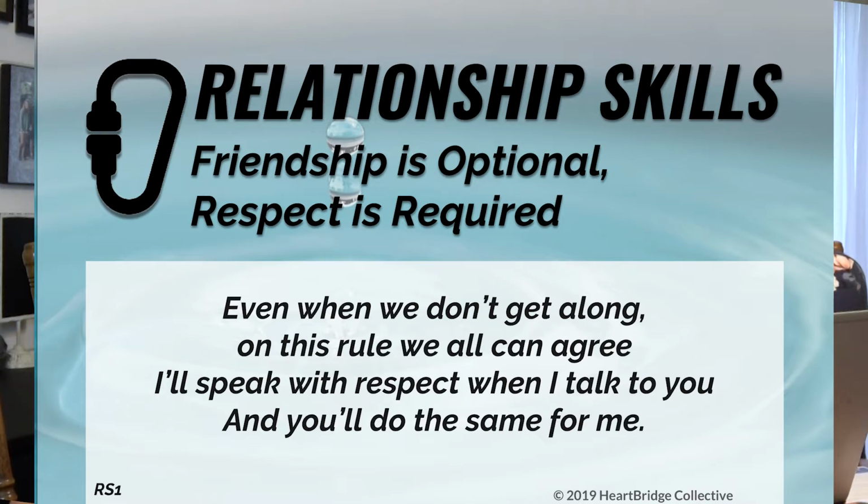I'll speak with respect when I talk to you, and you'll do the same for me. In this safe space of this classroom, these are the ground rules that we've all agreed to. And that can carry over on the playground, on the bus, and at home. And it may look different in each of those places, but the bottom line is the same. We're going to have a certain level of respect for each other.